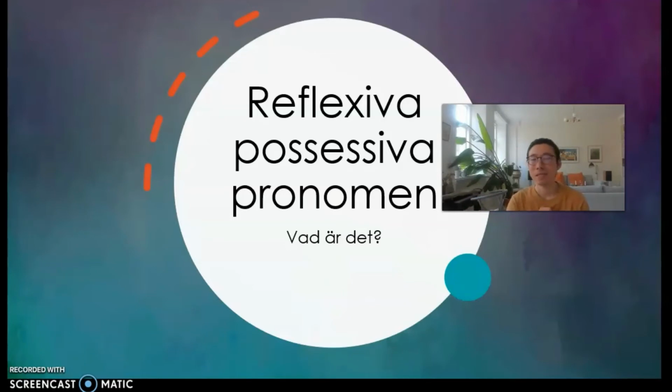Det är faktiskt lite svårt. Today we're going to explore reflexive possessive pronouns in Swedish. It is actually a little bit difficult.